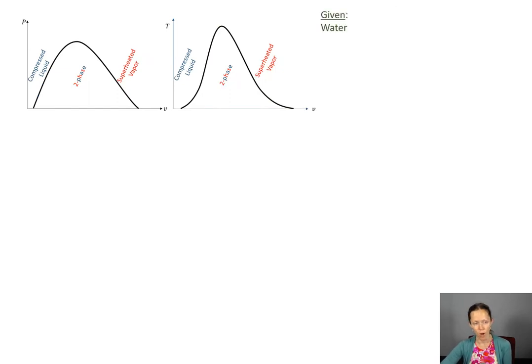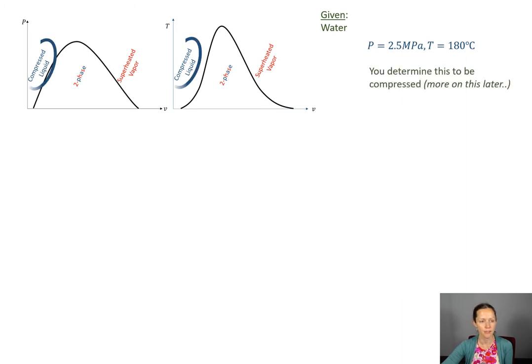Given we've got water, our pressure is 2.5 megapascals and the temperature is 80 degrees Celsius, and I figure out that this is compressed. We'll figure out in the next segment how we know whether something is compressed or superheated or two-phase or what have you, but let's just take it on faith that it's compressed. And we want to find the specific volume. Assumptions: I don't really need to make any assumptions. I don't need to simplify the problem anymore. I'm just looking at property data.